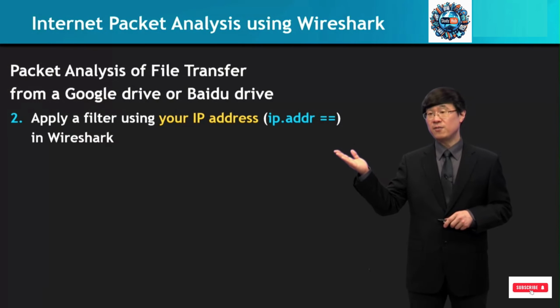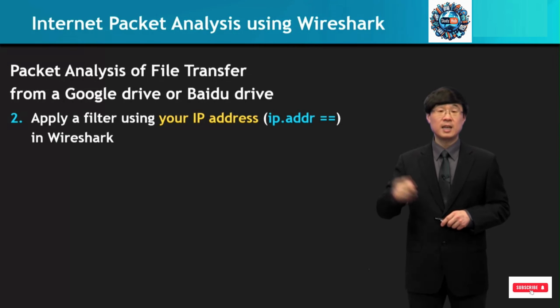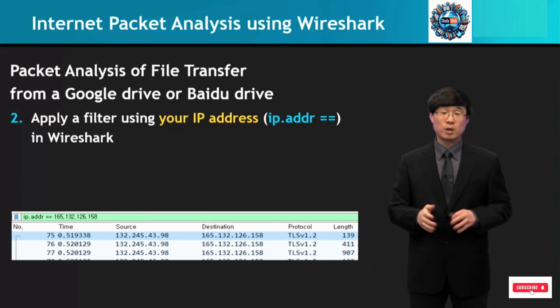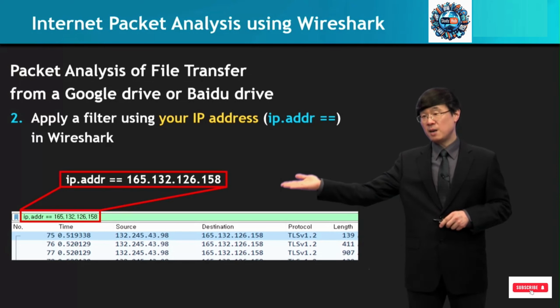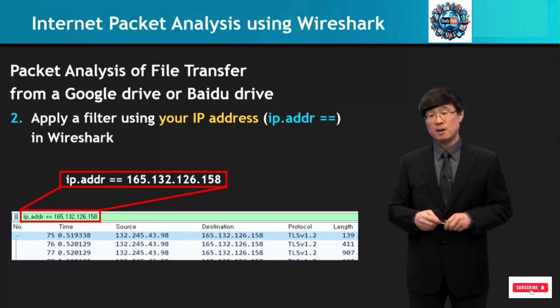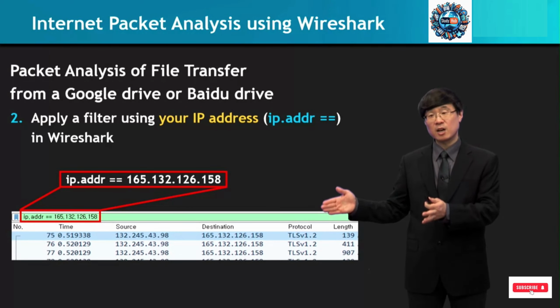Next, we're going to apply a filter using your IP address in this type of format in Wireshark. We're going to place it in this location right there. And by doing that in this format, where it says ip.addr == and by putting in your IP address, then you can look at the packets that are related to you.